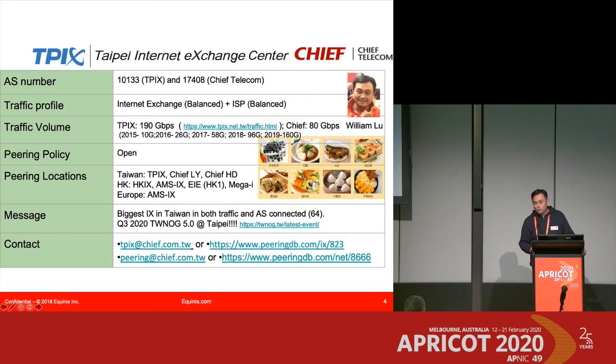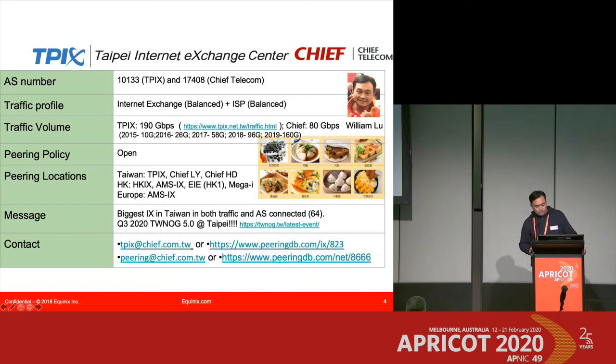Hello, everyone. I'm William from Taipei, Taiwan, and I'm representing TPIX with AS 10133 and Chief Telecom with AS 17408. TPIX is an Internet Exchange, and Chief Telecom is an ISP. Our traffic is quite balanced because we have both eyeball and content users and ISPs as our transit users. TPIX has around 190 gigs peak right now, and Chief has 80 gigs of traffic. Our peering policy is open, of course.